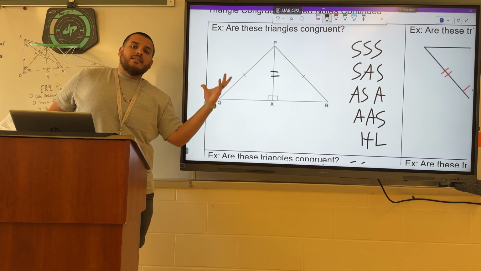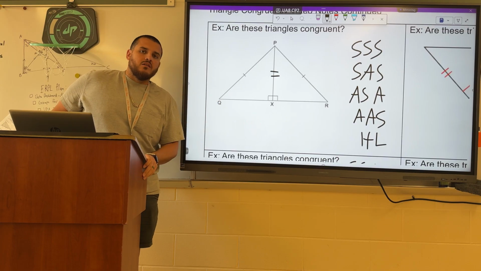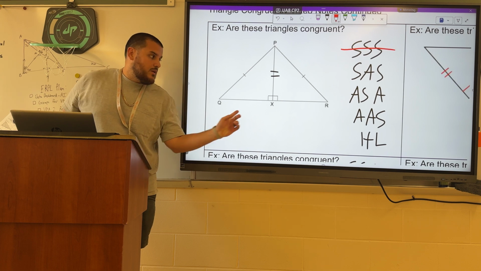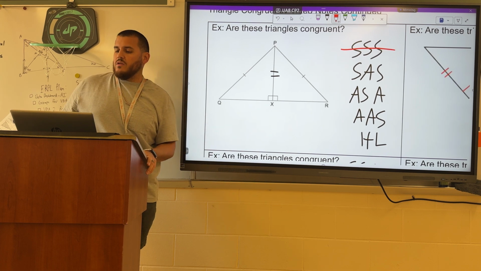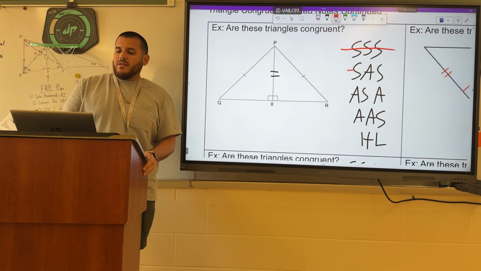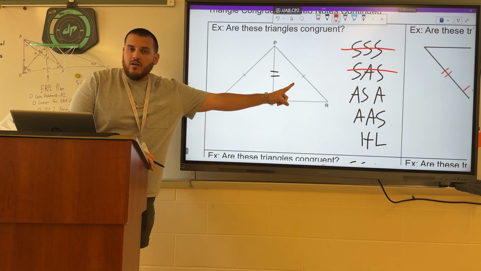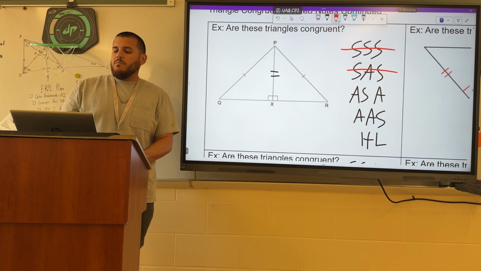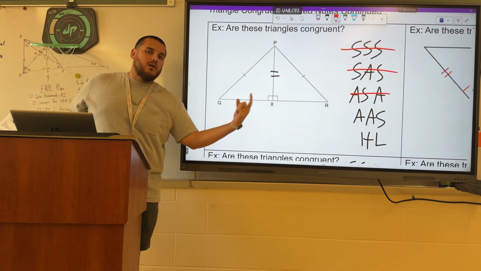So as we add that mark, we can then go down our list of theorems to see if any of them apply. These cannot be congruent by side side side because we don't have the third sides congruent to each other. They are not congruent by side angle side because the included angle for our sides would be up here at P, and those are not marked congruent to each other. Can't be angle side angle because we only have one pair of congruent angles.